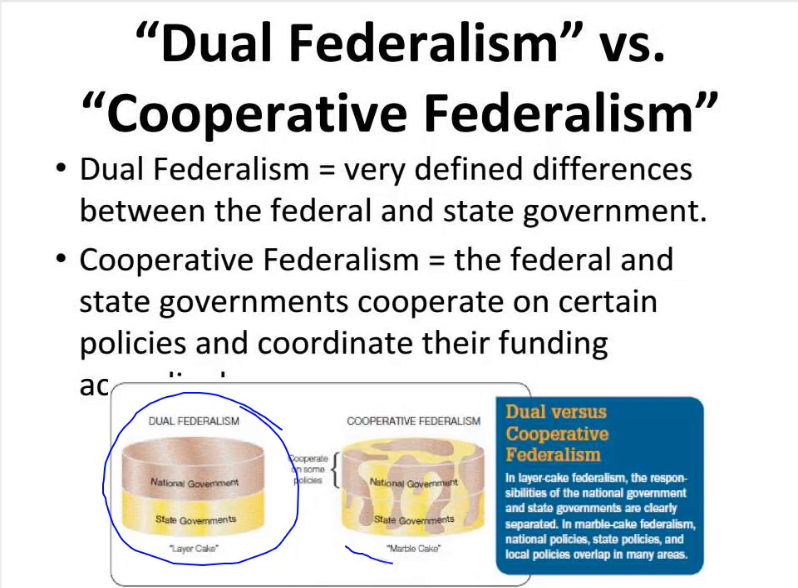cooperative federalism is more depicted by this marble cake, and how the federal and state governments cooperated on things. And this really changed right around the time of the New Deal and the Great Depression, and they coordinated their funding accordingly so that they would be able to better fund some of their priorities that they shared.